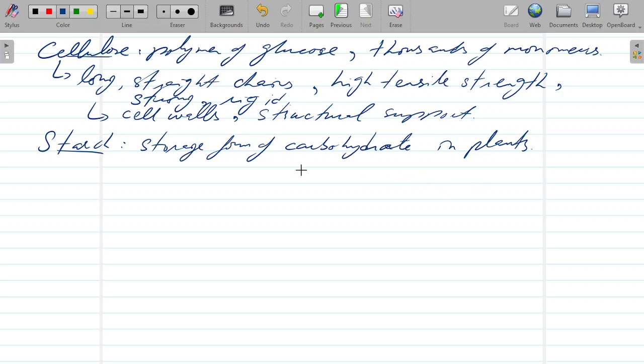So starch is present. It is a branched molecule, so it's something like this, and it sort of coils up to become compact for storage.